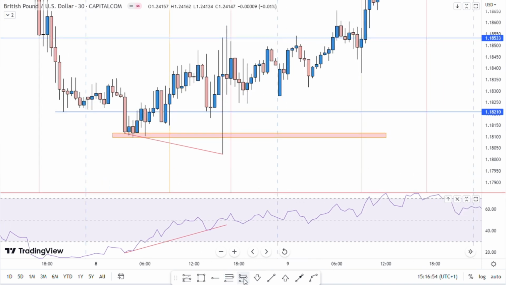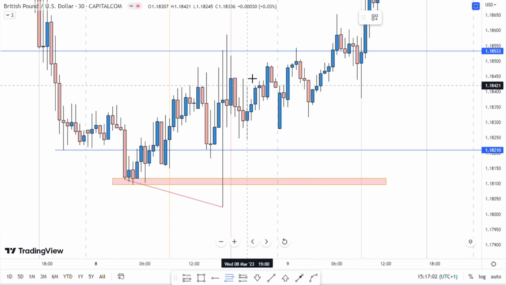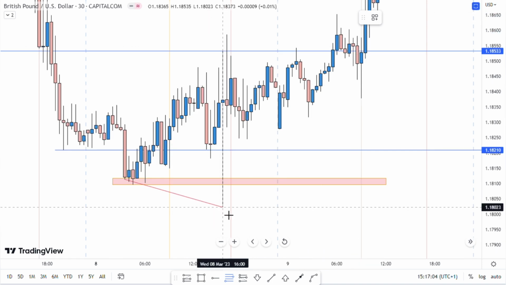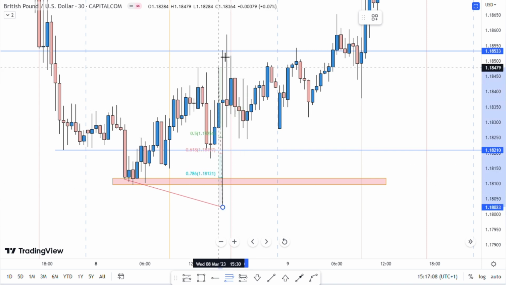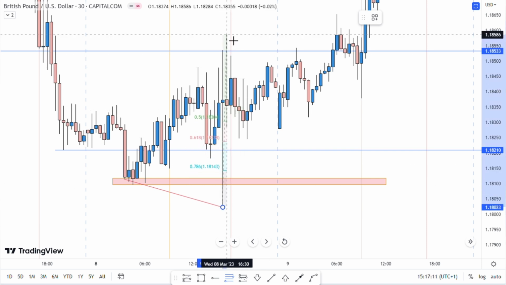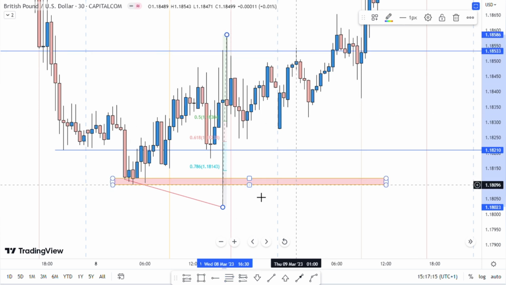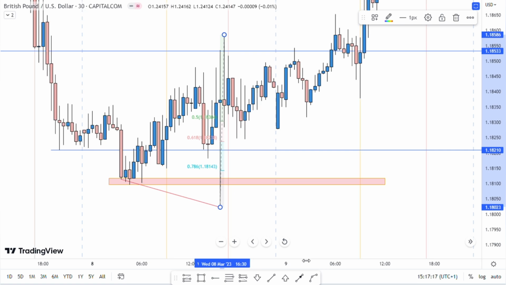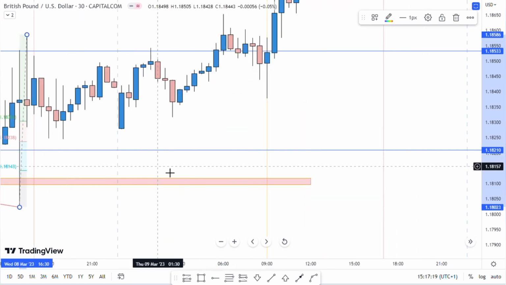So I would pull out my Fibonacci tool. The first point would touch here, then we extend it to the highest point. What do we start washing out from? This zone here.